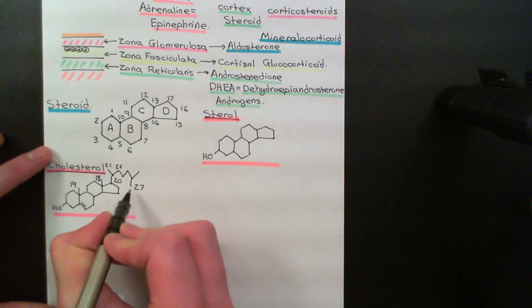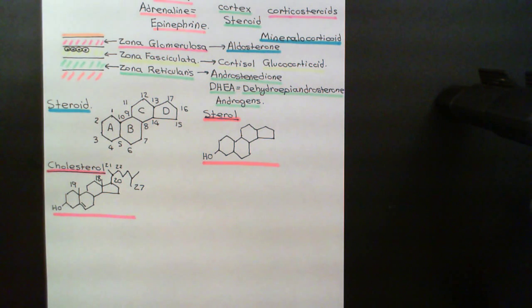So overall, cholesterol now has 27 carbons in it. That's just the numbering of the carbons in a cholesterol molecule, in case you cared. Okay, so cholesterol then. This is the starting point for the synthesis of cortisol in our zona fasciculata cells. So firstly, where are our zona fasciculata cells going to get cholesterol?